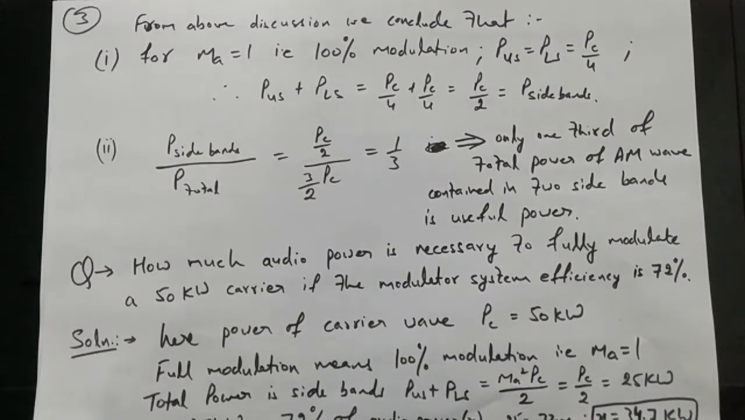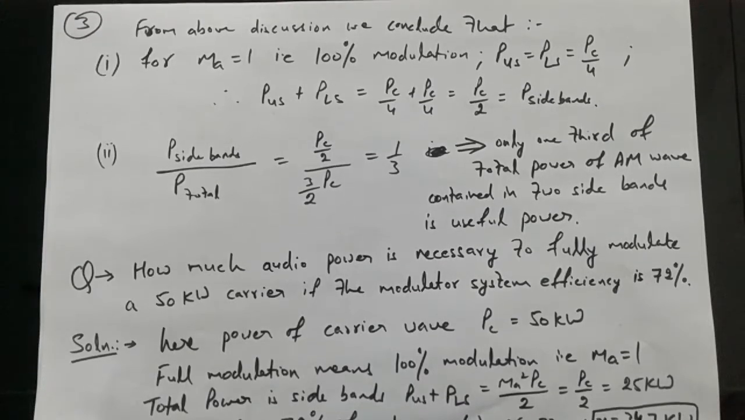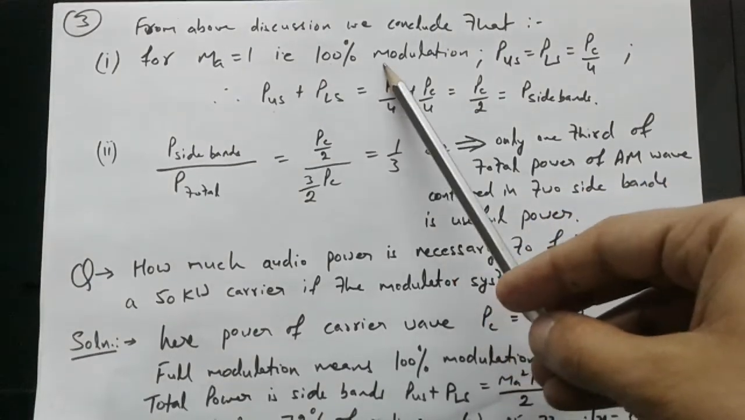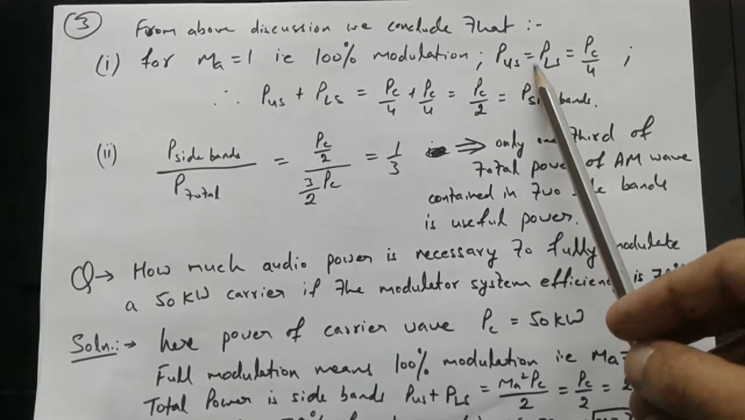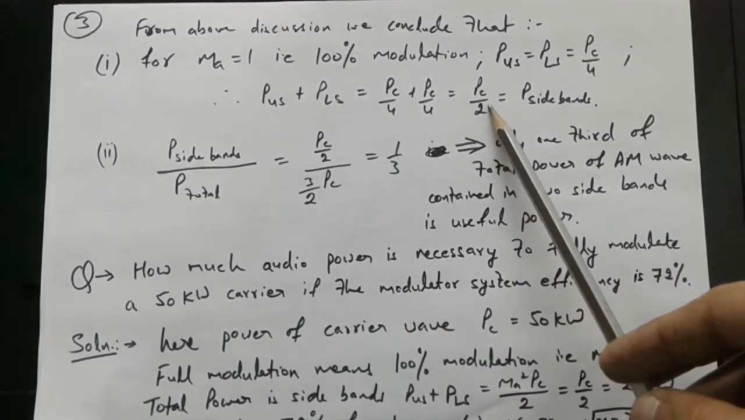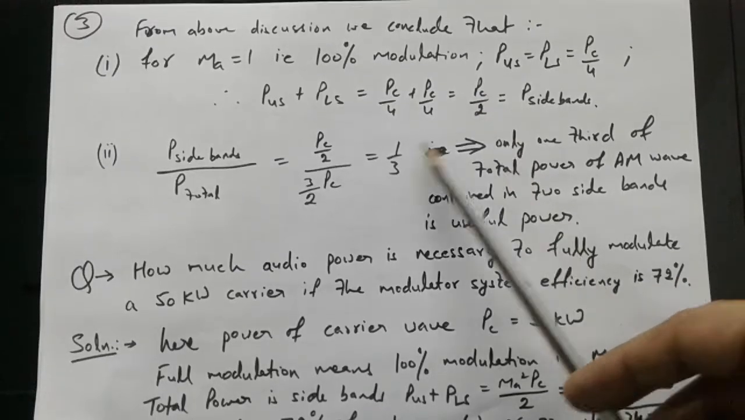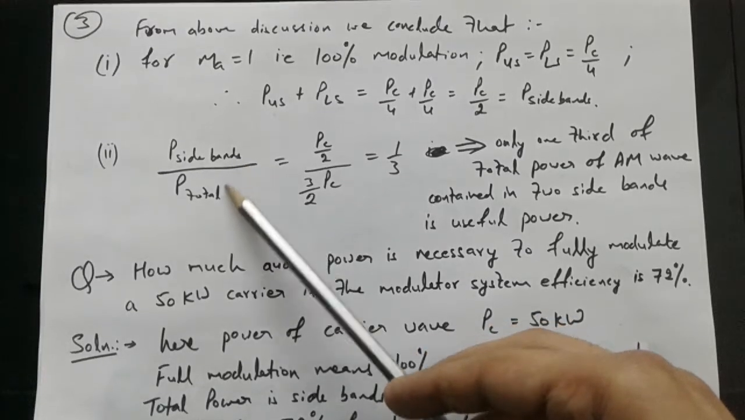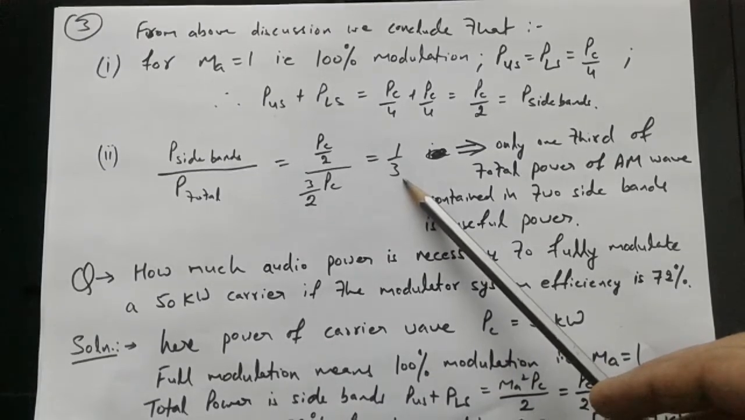So here are some conclusions which we can infer from the above article. First, if we have 100% modulation, in that case the power of the sidebands is half the power associated with the carrier wave. And if we take the ratio of the power associated with the sidebands over the total power, it comes out equal to 1:3.